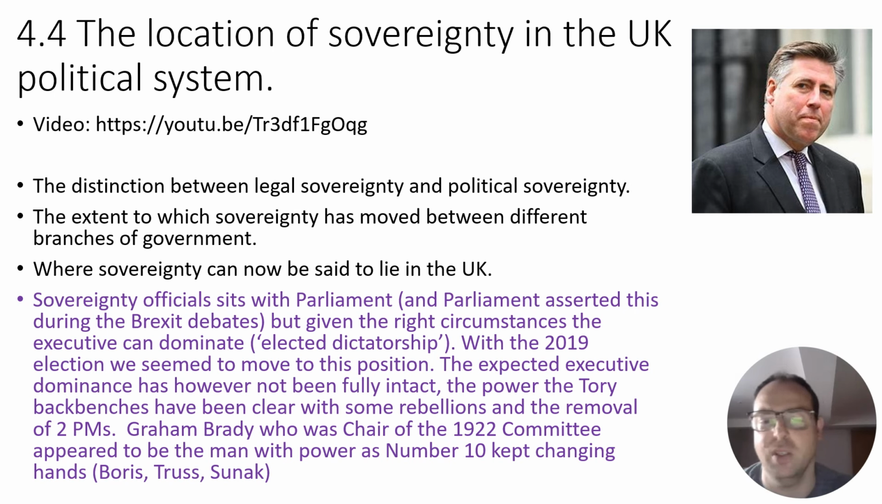And so the picture above me, Graham Brady, who was chair of the 1922 committee, which is the backbench group of the Conservative Party, he at times, the man in the grey suit, seemed to be the most powerful man in the UK, because there seemed to be a revolving door at number 10 when we had Boris, then Truss, then Sunak, but Graham Brady kind of stood there throughout it, kind of going, I'm now going to choose a new Prime Minister. Or me and my colleagues are now going to choose a new Prime Minister.